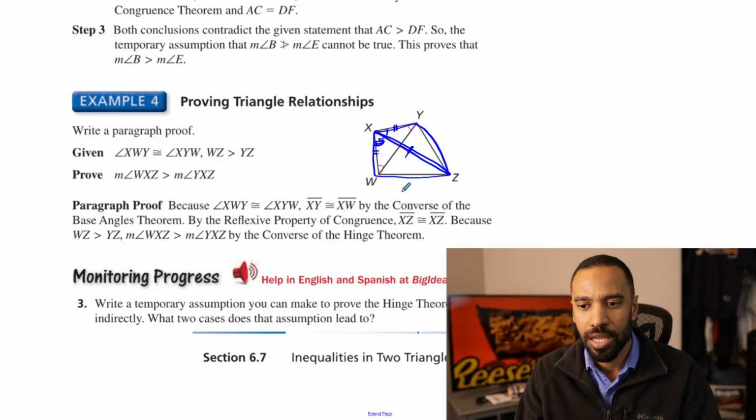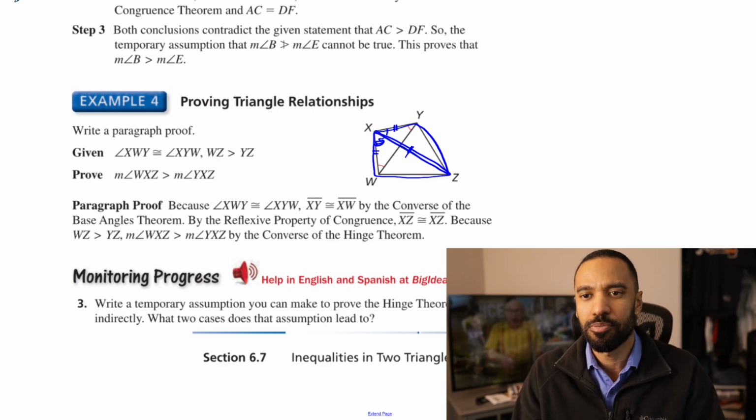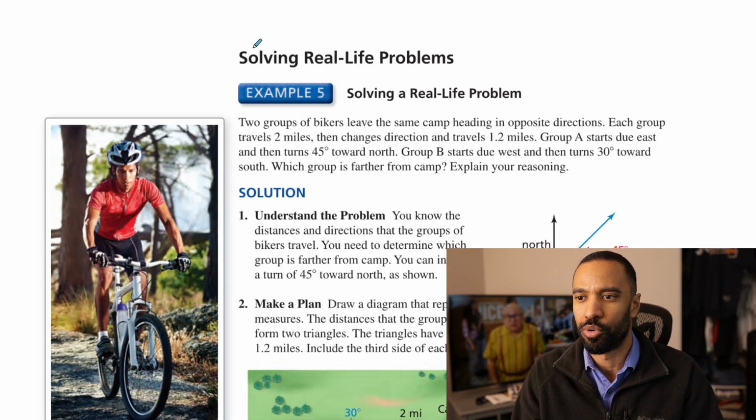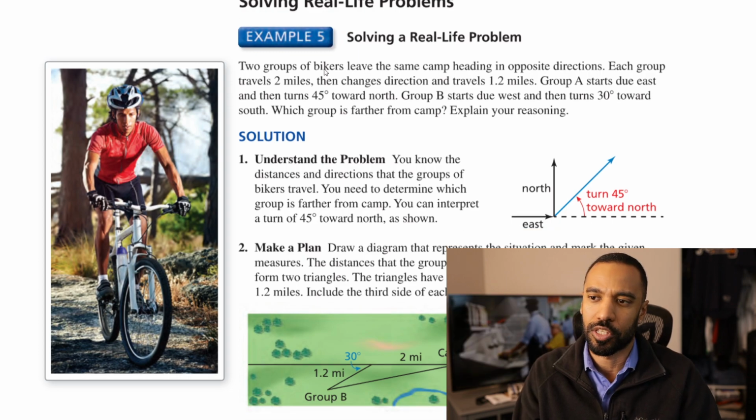But now because this length is greater than that length, by the converse of the hinge theorem, we can say this angle is greater than that angle. So that stuff's making sense. I'll be ready to do those if we have to do proofs as well. Let's look at some real life problem stuff that they're going to talk about that's not a swinging door.